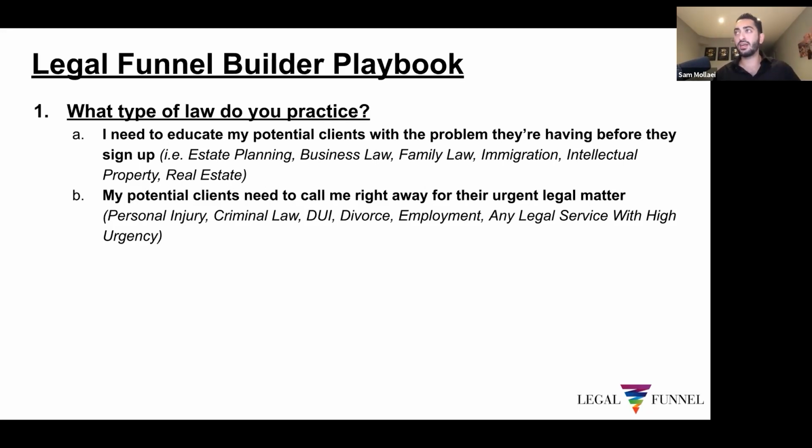Maria says real estate does not depend on paperwork. Maria, yes, but you still need to build relationships with these people. So real estate will fall into the first type.